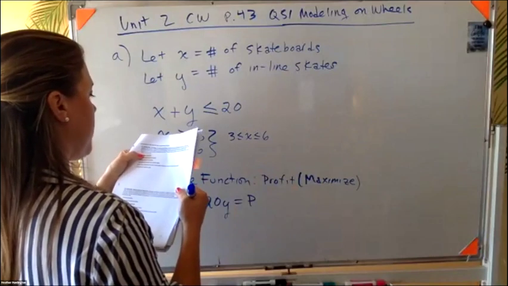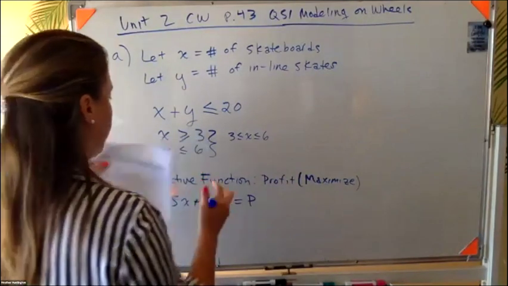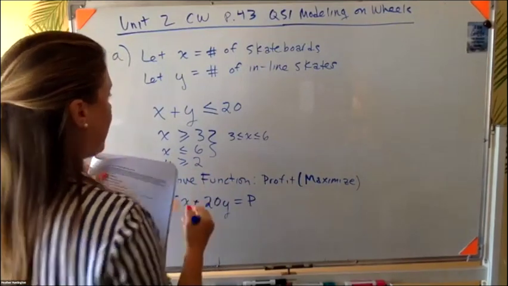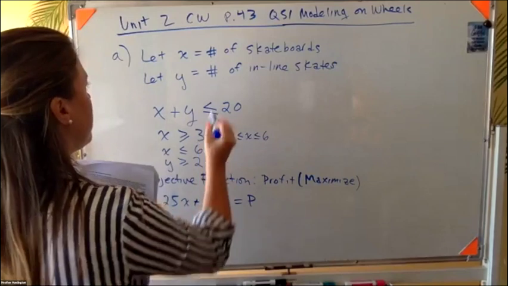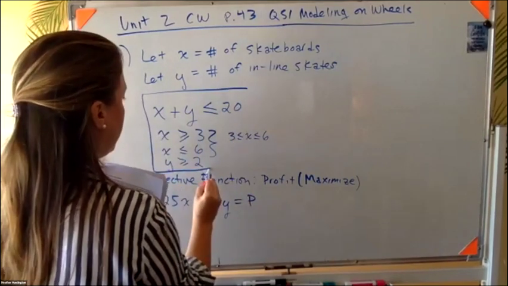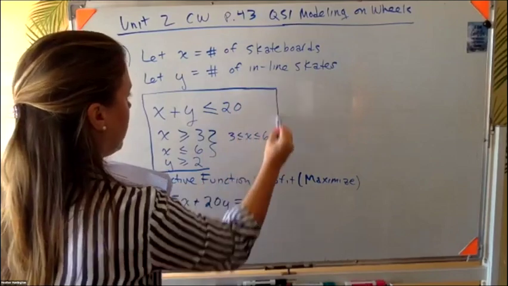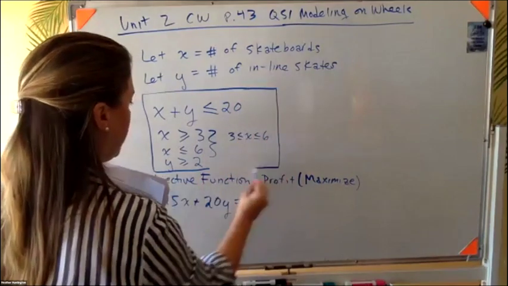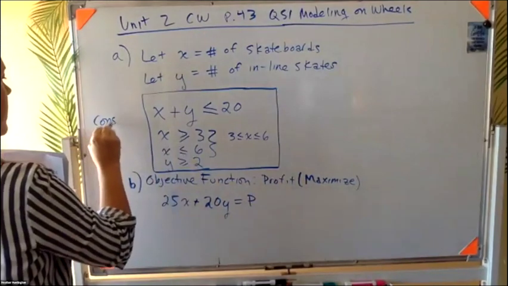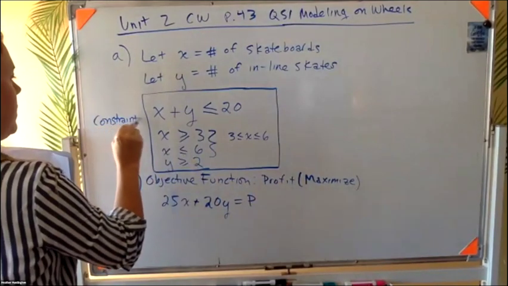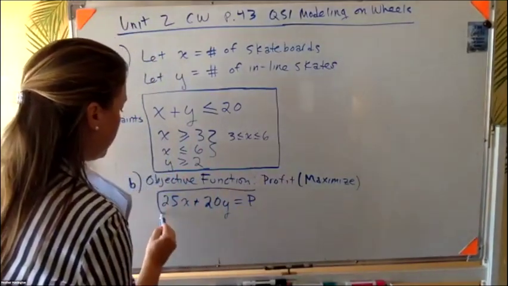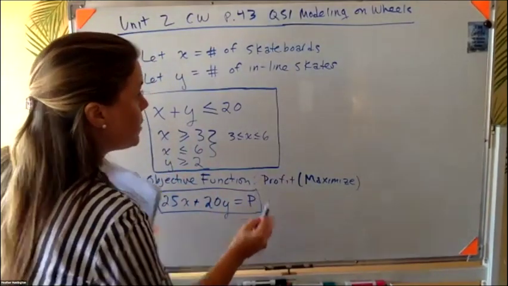Okay, to keep customers happy, they must make at least 2 pairs of inline skates per day. So Y has got to be greater than or equal to 2. So here's our constraints. Okay, so now we have to graph those constraints to find our feasible region.